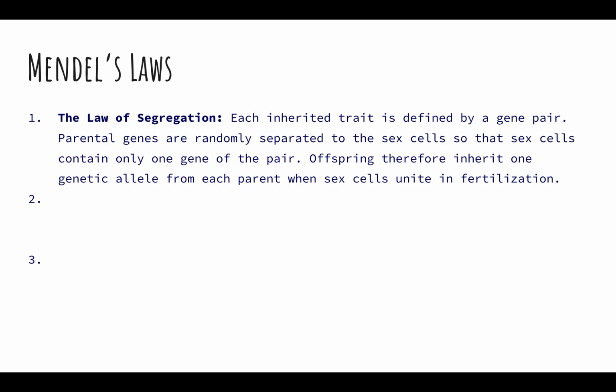The first of Mendel's laws is called the law of segregation. The law of segregation is that each inherited trait is defined by a gene pair. Parental genes are randomly separated, that's what segregation means, to separate, to the sex cells, so that sex cells contain only one of those gene pairs, and then the offspring will therefore inherit one of the alleles from one parent and one from the other. So, to summarize, it's just the fact that all genes have two alleles, and each sex cell or gamete gets one of them. They're separated for the next generation.